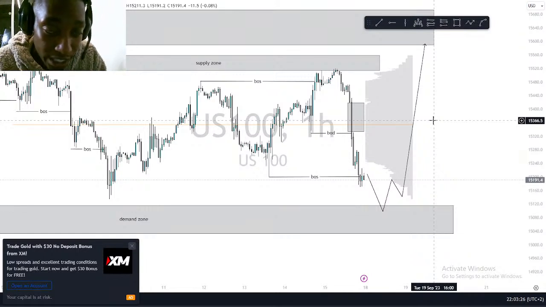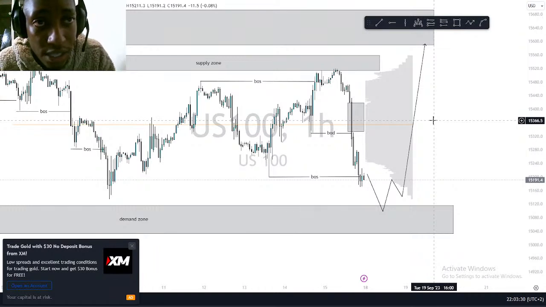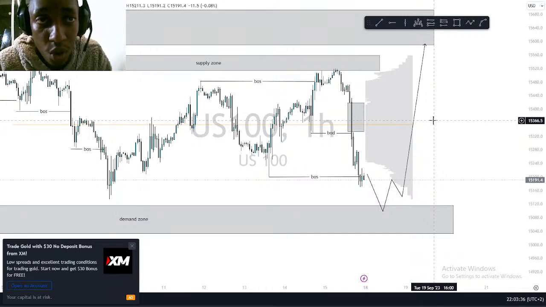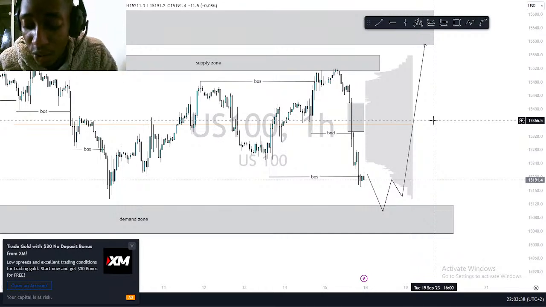We need to monitor the market on Monday. On Monday, tomorrow, we need to see during the London session where the market is going to go.